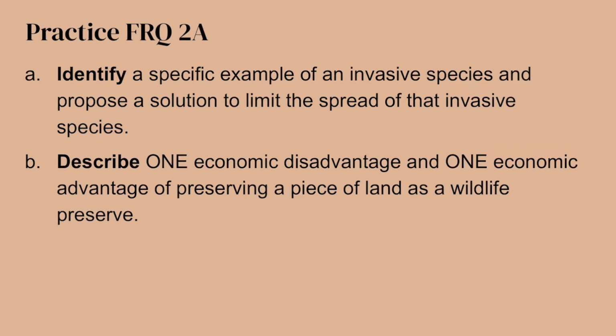So here's your practice FRQ for 2B. You are identifying a specific example of an invasive species and proposing a solution to limit that spread. And then describe one economic disadvantage and one economic advantage of preserving a piece of land as a wildlife preserve.